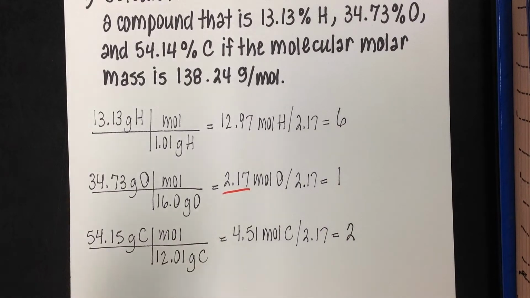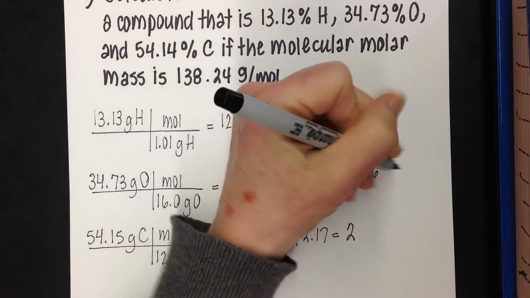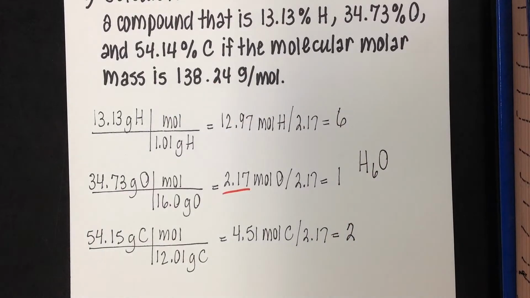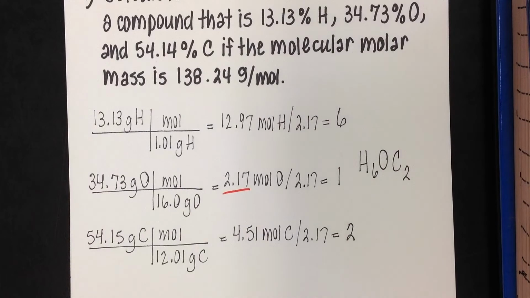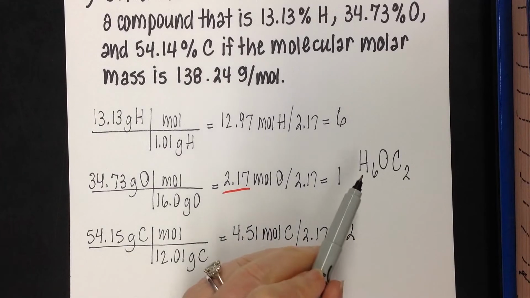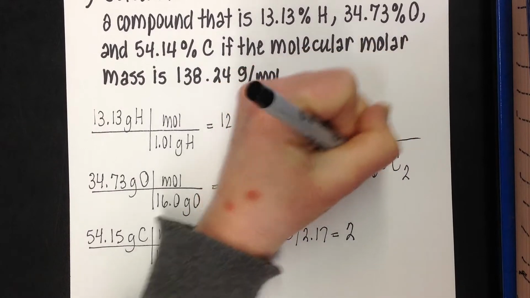So the empirical formula is H6O1C2. Now, also, first level chemistry students, don't get too concerned with the order that these are in. Just go with whatever order they give you in the problem for now. That's really going to be all you're going to have to be concerned about at this point. We're really just looking at this point, are you getting the right subscript with the right atom? So this is the empirical formula.